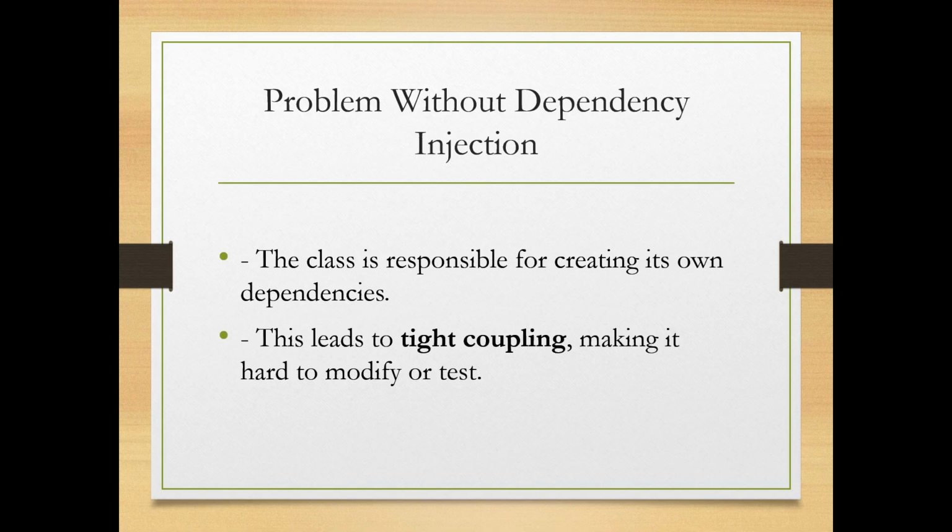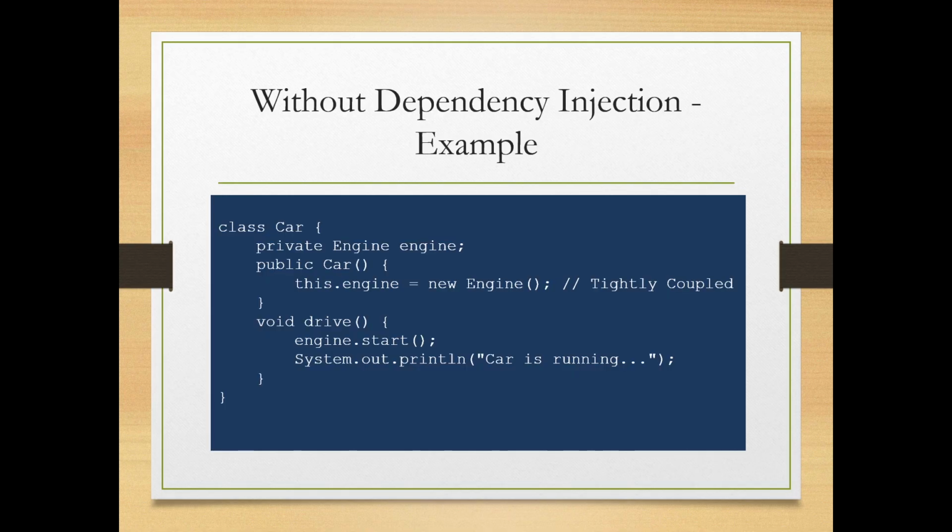Let's take an example to understand this better. Consider a car class that needs an engine to run. A traditional approach would be to create an instance of engine inside the car class. At first, this might seem fine, but imagine if tomorrow we want to use a different type of engine, say an electric engine instead of a petrol engine. With a tightly coupled design, we would have to modify the car class itself, which is not ideal.